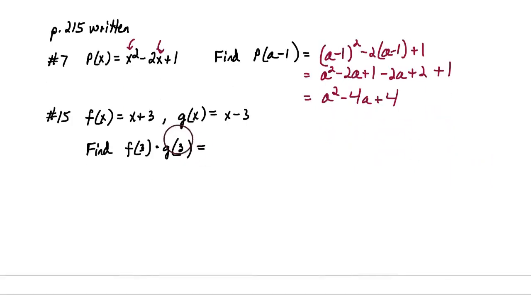Number 15, we have a function rule for f and another function rule for g. We're asked to multiply these two values together. Well, we first need to find them. So let's first find f of 3 by substituting a 3 into the rule that gives us f. That turns out to be 6. Now let's find g of 3 by putting a 3 in for g. 3 minus 3 makes 0. 6 times 0 is 0.